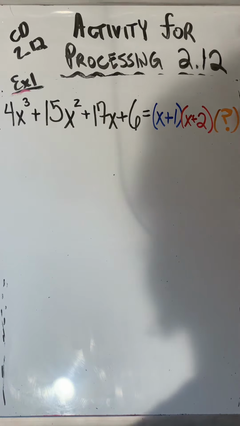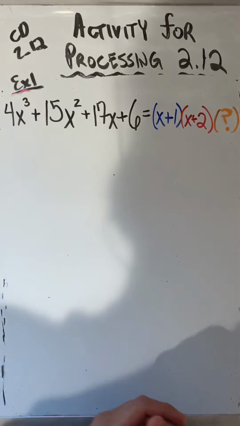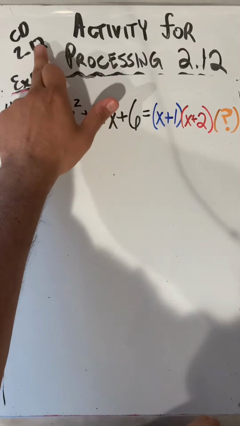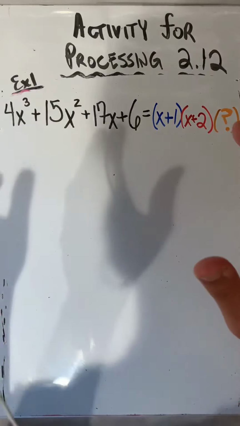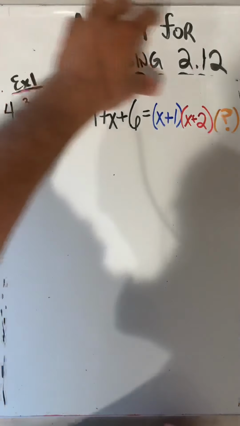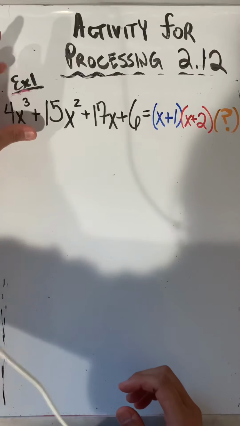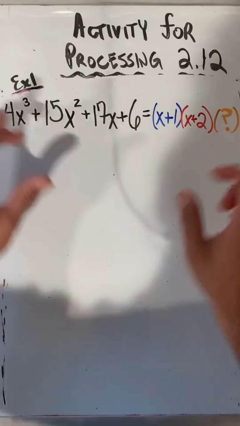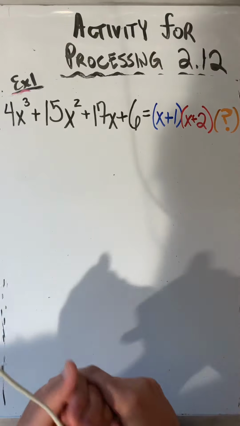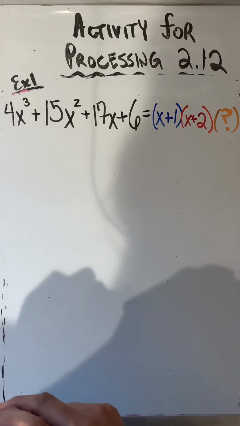All right, good morning. Welcome to Activity for Processing 2.12, which will get you ready for Cool Down 2.12, ladies and gentlemen. So, if you could, in your notebook, obviously place your title there, make some space for example 1. Here's your equation, which we will be working on. Please do feel free to make as many annotations as you need to.